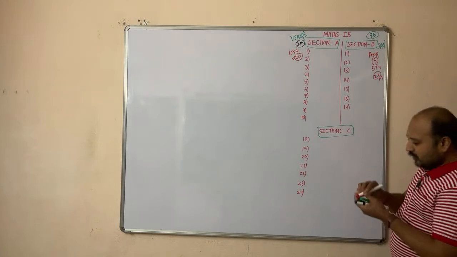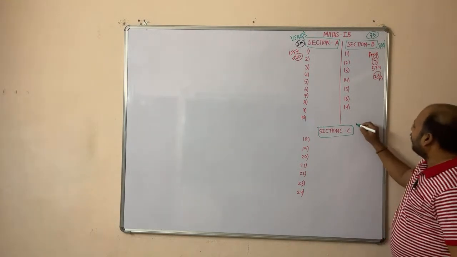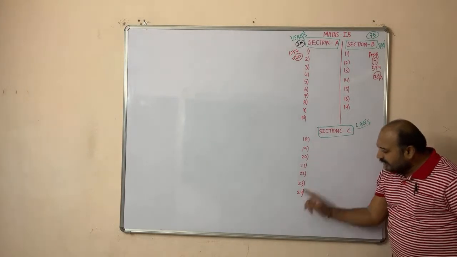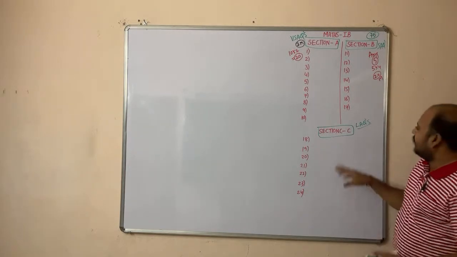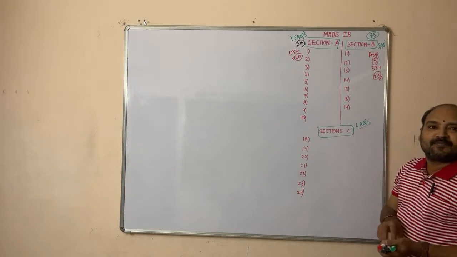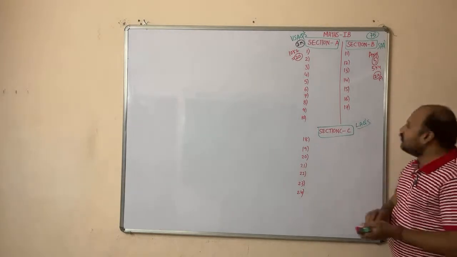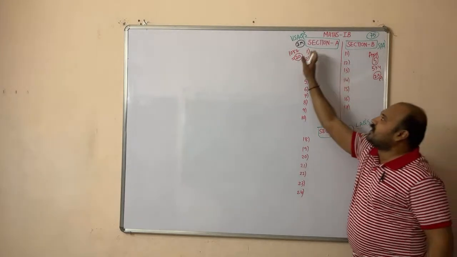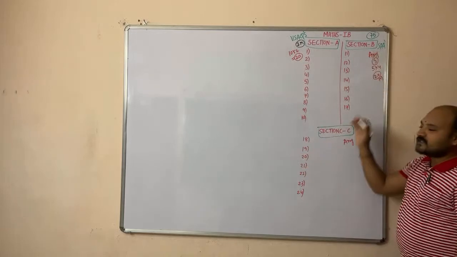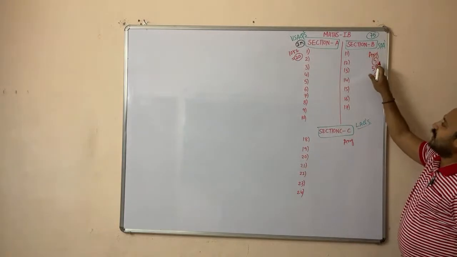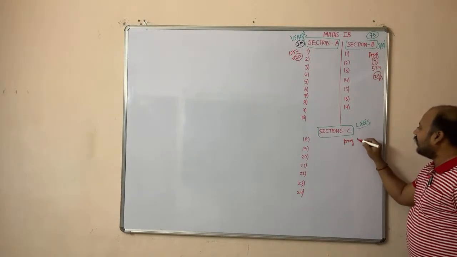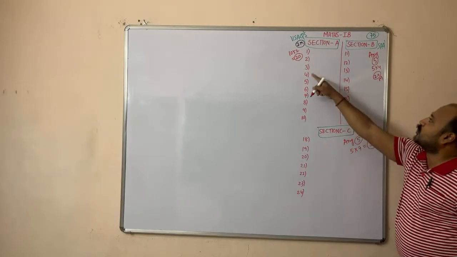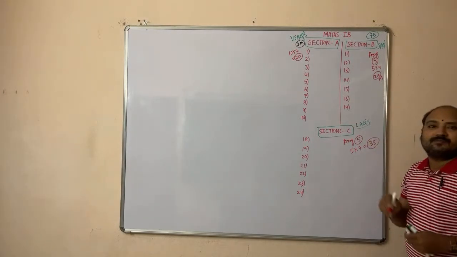Now come to section C. All are long answer type questions, LAQs. Here, from question number 18 to question number 24, each carries 7 marks. Choice is not there in section A, dear students, but in section B and section C choice is there. Out of 7 you have to write any 5. Each carries 7 marks, so 5 into 7, 35 marks. So 20 plus 20, 40, plus 35, that is 75.